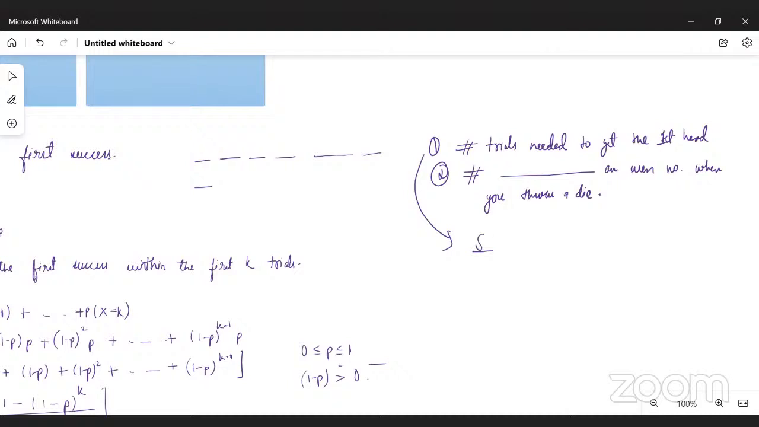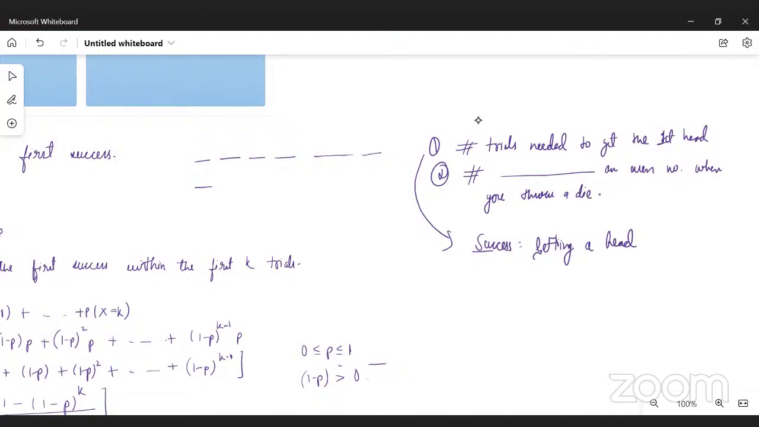How will you define the success? Getting the first head. Getting a head is a success, right? Because we will stop when we get a single head.